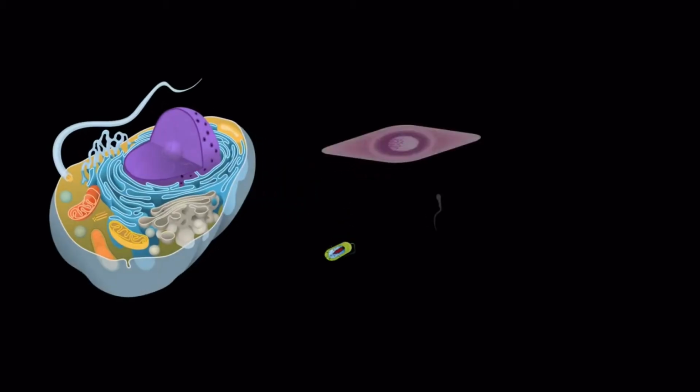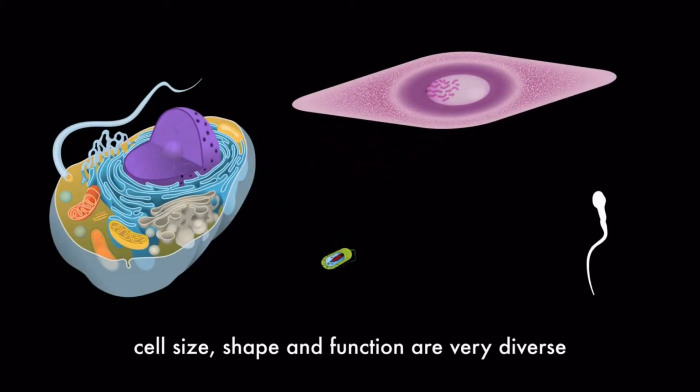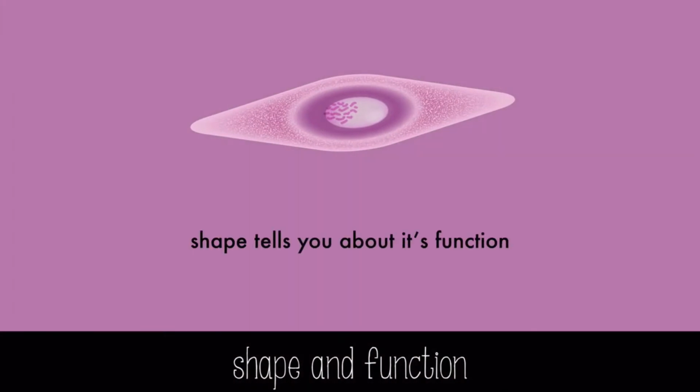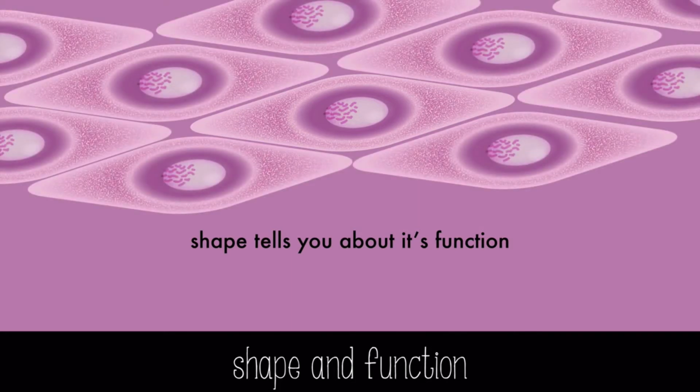Cell size, shape, and function are actually very diverse. A cell's shape tells you about its function. This is a smooth muscle cell, which is connected to other muscle cells in places like the stomach. It can contract to move food in the stomach.